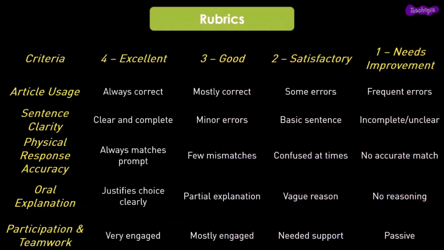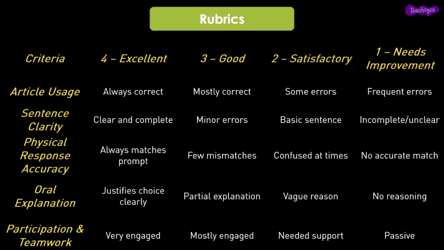Here we have the rubrics that will help us assess students' performance. We are focusing on 5 key criteria: article usage, sentence clarity, physical response accuracy, oral explanation, and participation and teamwork. Each of these is rated on a 4-point scale. A score of 4 means excellent and where the student performs consistently and confidently. 3 is good, 2 is satisfactory, and 1 needs improvement.